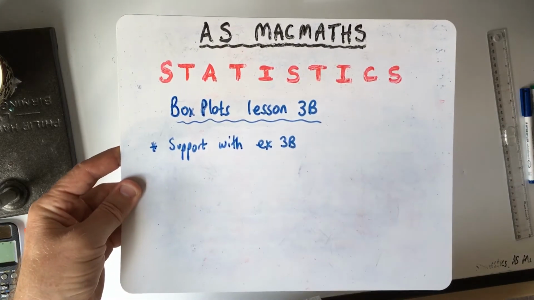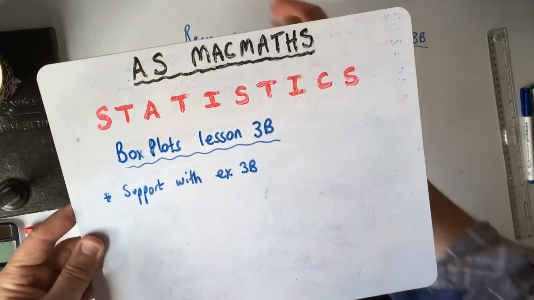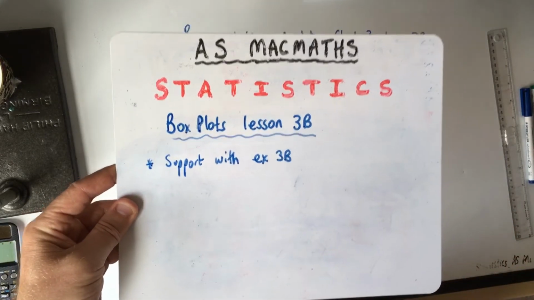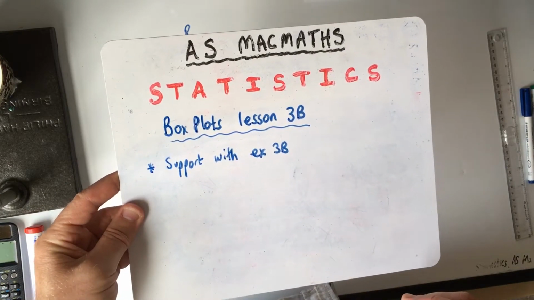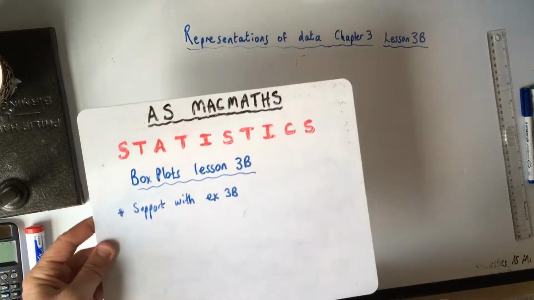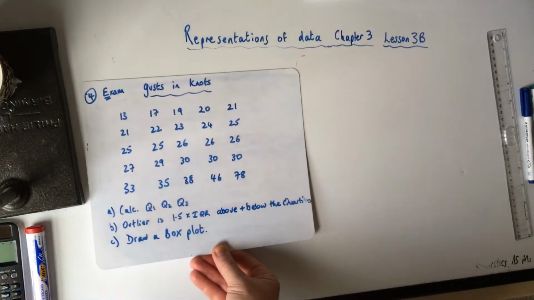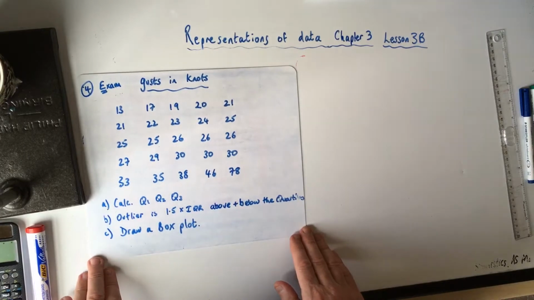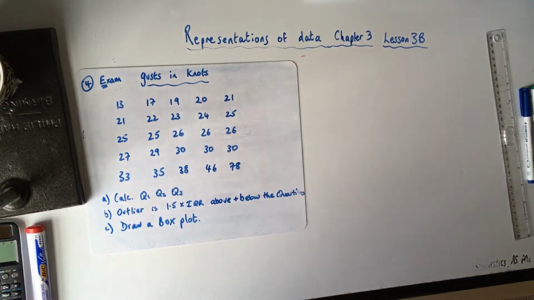We'll draw one box plot, but there's only 4 questions in the exercise, and it says question 4 is an exam question. So let's just do question 4 on box plots. Okay, so this is question 4. It says it's an exam question. Okay, wish it was. If it was an exam question, you would want this one, wouldn't you?